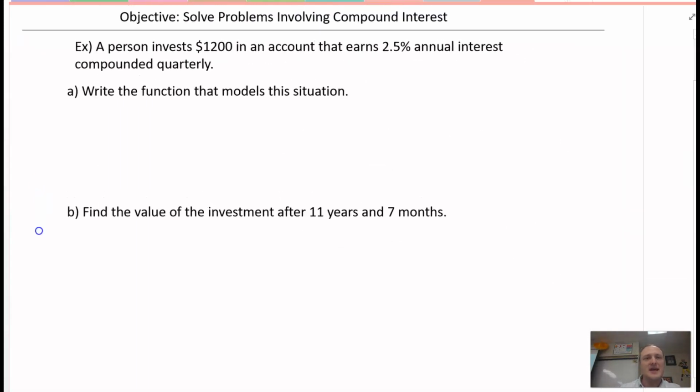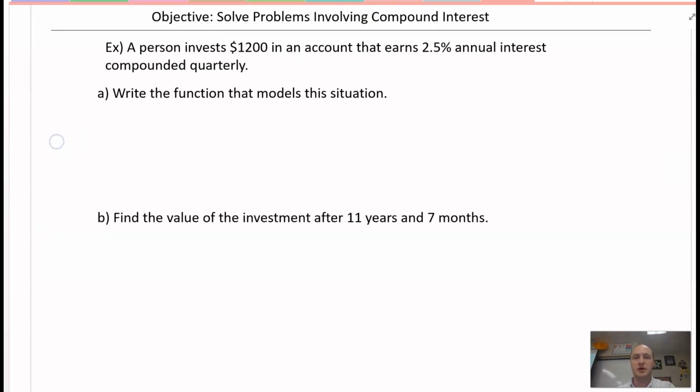We are told that a person invests $1,200. Okay, so there is our principal, right? It's an initial amount in an account that earns 2.5% annual interest, and then they tell us that it is compounded quarterly. So what they're telling you here, when they say it's compounded quarterly, is that n is equal to 4, right? So I'm compounding the interest 4 times. Okay, so what we want to go ahead and do is we want to write a function that models this.